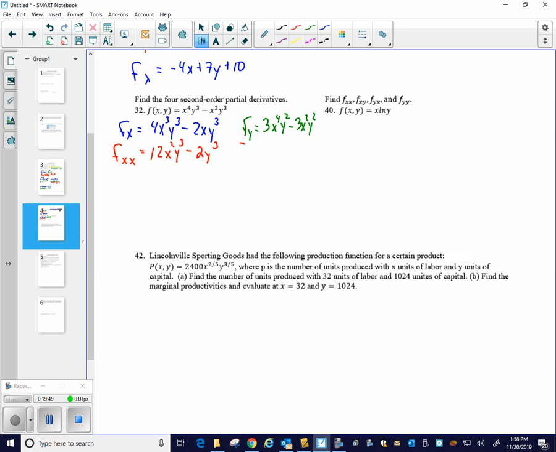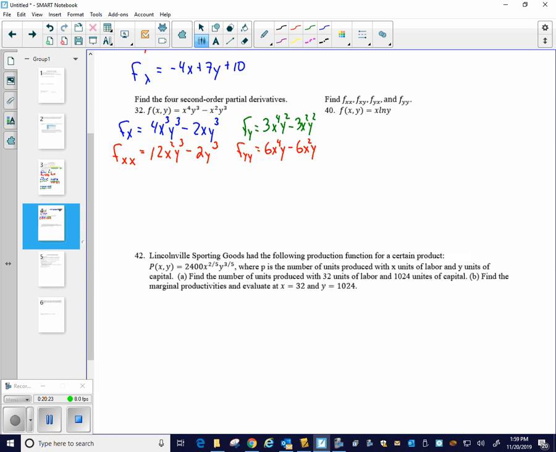Do the exact same thing with the y's, fyy. So now I'm going to take the derivative of this one with respect to y again. Bring the 2 from the y out to the front, 6x to the fourth, reduce the power of y by 1. Okay, do the exact same thing with the second term. Bring the 2 from the y out to the front, keep everything else, reduce the power by 1. That is called the second order partial derivative with respect to x and y twice.